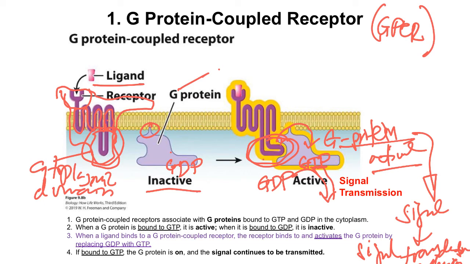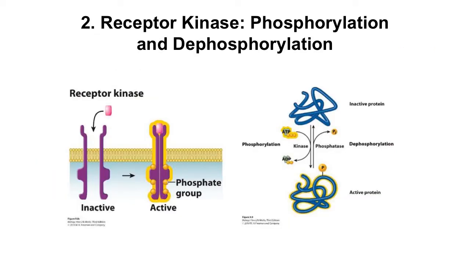An example of this would be the adrenaline signaling in heart muscle during fight or flight responses, for example. The second type of signaling receptors belong to what we call the receptor kinase family of receptors, and this involves the processes of adding a phosphate group, or phosphorylation, or the reverse, which is the removal of phosphate groups in molecules, called dephosphorylation.